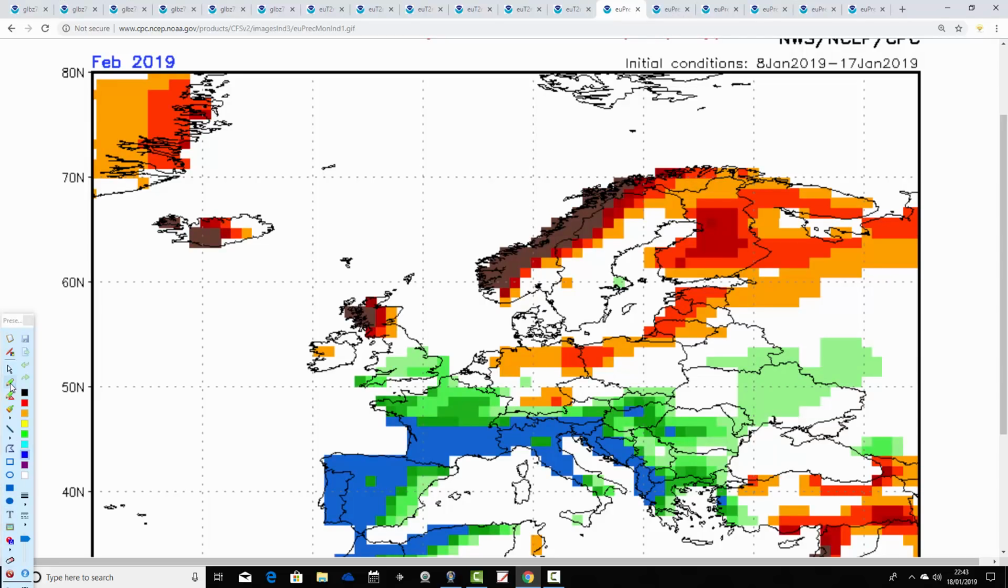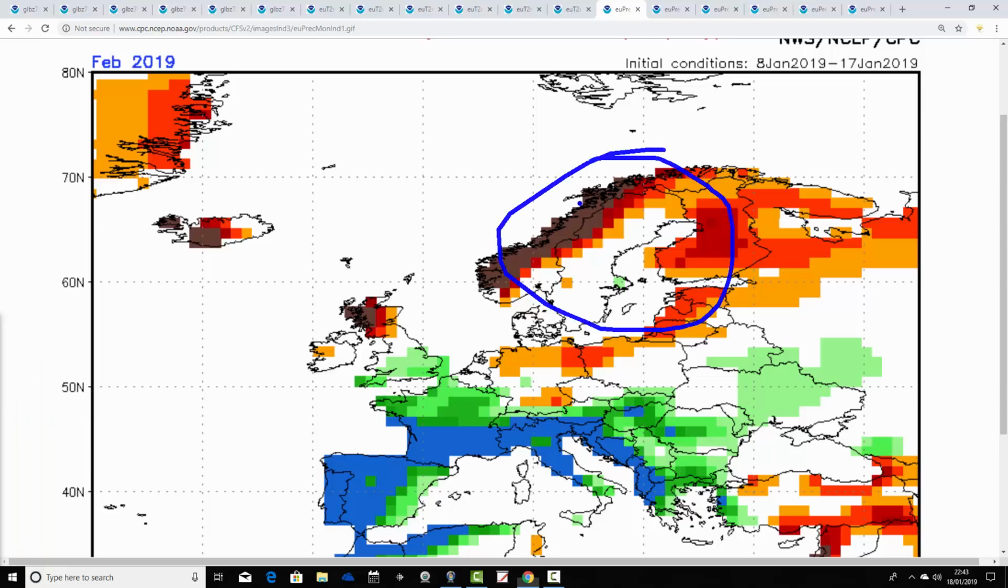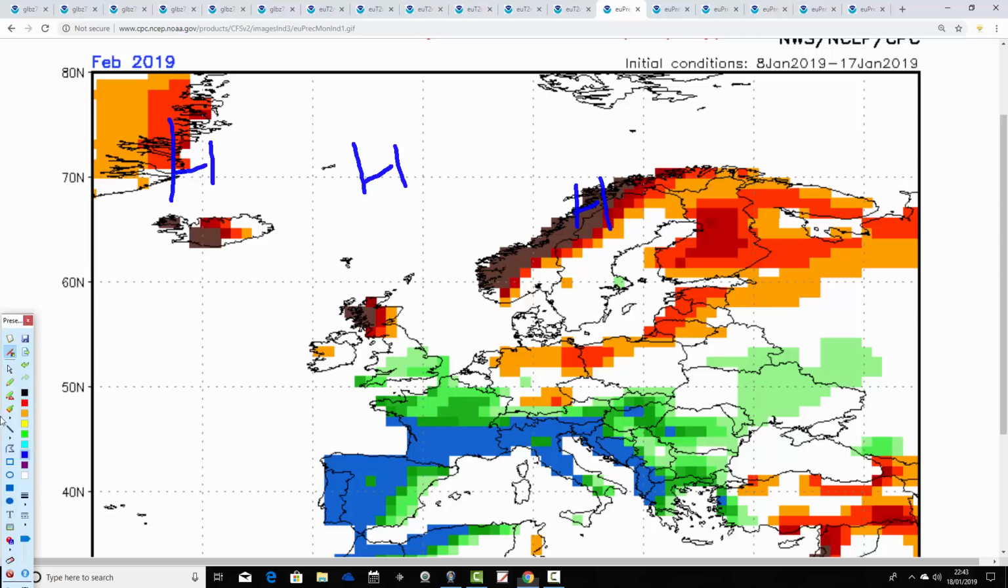So again, very dry signals for northern Europe. Look at this. We've got Scandinavia coming out very substantially drier than average around Norway. Iceland also drier than average, and up to Greenland and over towards Scotland as well. So obviously there's going to be some large areas of high pressure sitting here in the northern latitude. To the south of it, though, much of southern Europe is looking quite wet.